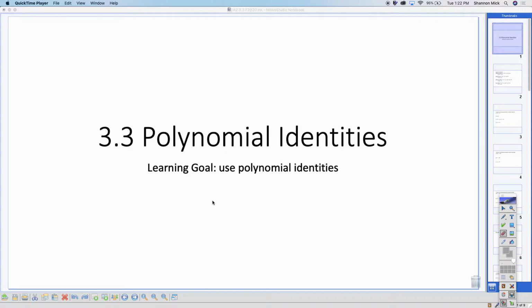If you're using the identities, you should just go right to it, right? You shouldn't have to think about factors of this that equal this. You shouldn't have to do that. So make sure you write down good notes.